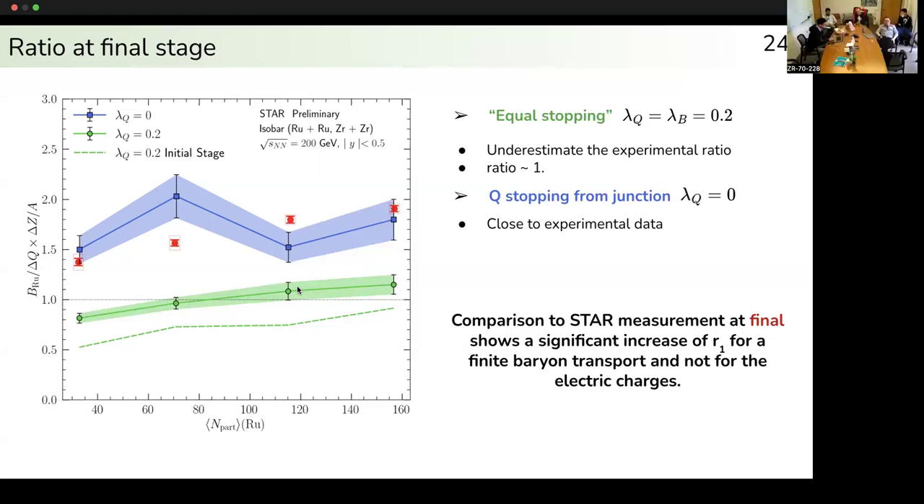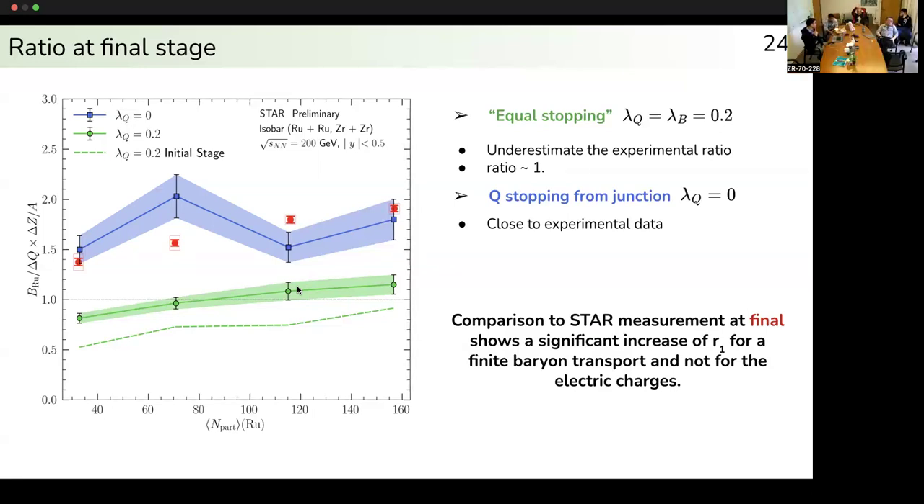Yeah, so if you have lambda Q equals 0, does that mean you have 0 net charge at midrapidity? In the beginning. At the beginning. Absolutely not. No. It means that we have no extra stopping mechanism for the electric charge. So in the 3D MC Glauber, we have at first a probability that the electric charge will be deposited on the string. Like it's the basis.